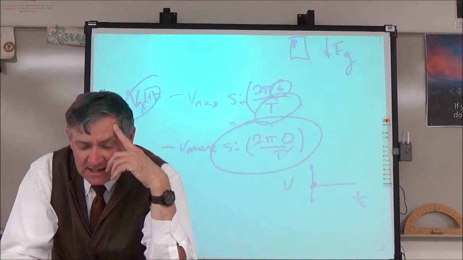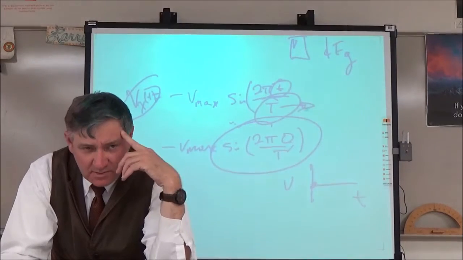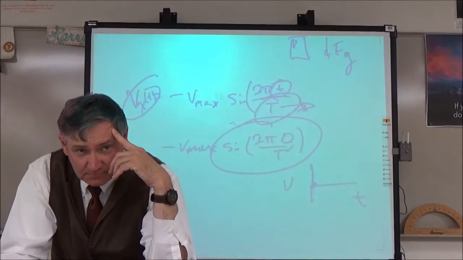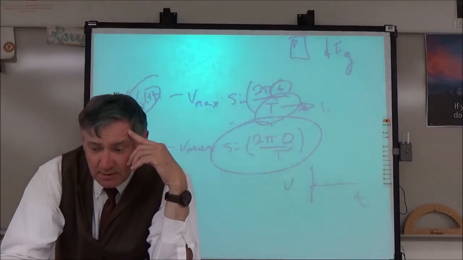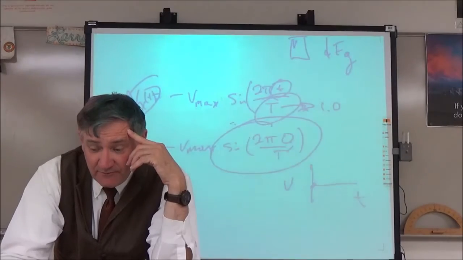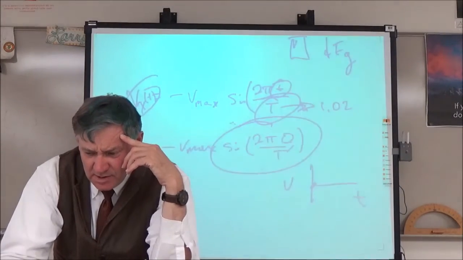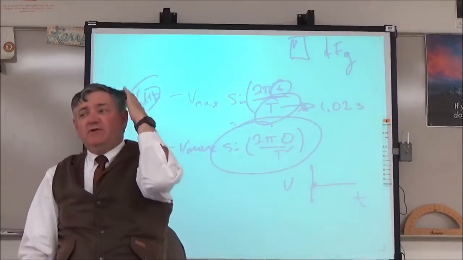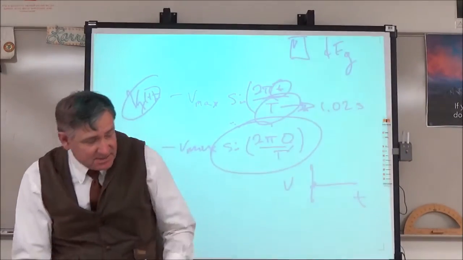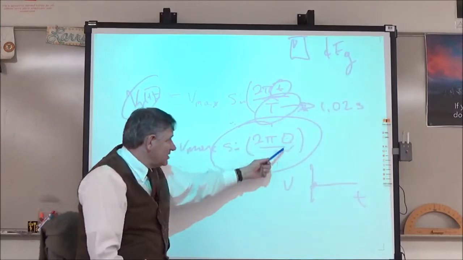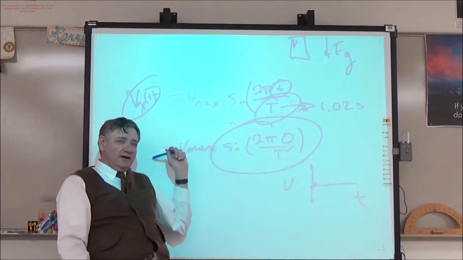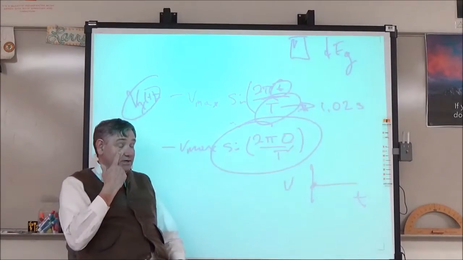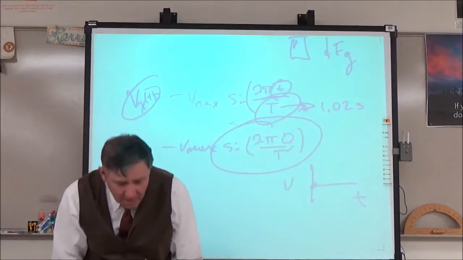Cassidy, what did your group get for their value of period? 1.024 seconds. I call it 1.02 seconds. So if you want to do smash mouth physics and you're in Cassidy's group, you take 0 divided by 1.02 seconds. Oddly enough, you're still going to get 0, and you're off to the races. You're still going to get a velocity of 0 at time 0.